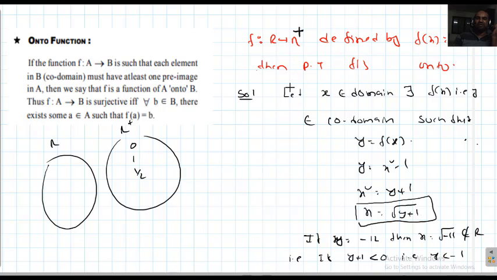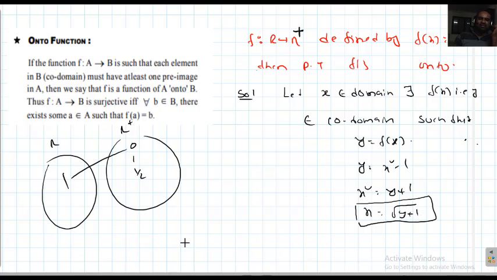I will show you. Observe here. Take any y which is in R plus. Take y as 0, for example. Root over 0 plus 1, x is 1. Okay, 0 is paired with 1. Take y as 1: 1 plus 1, root 2. 1 is paired with root 2, or root 2 is paired with 1. Means the preimage of 1 is root 2, the preimage of 0 is 1.